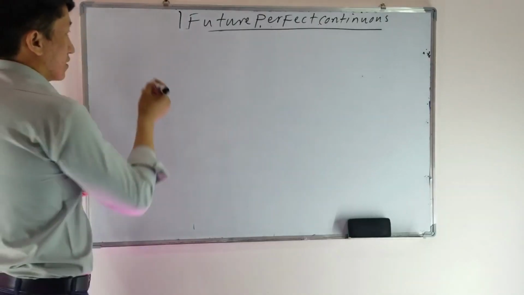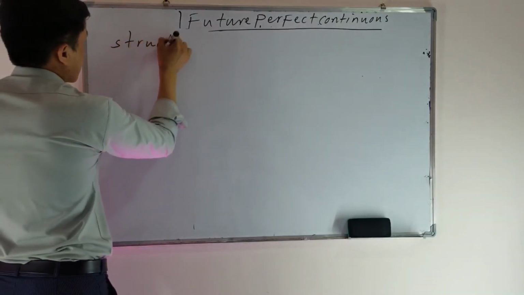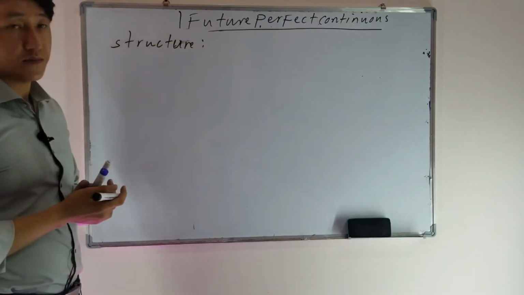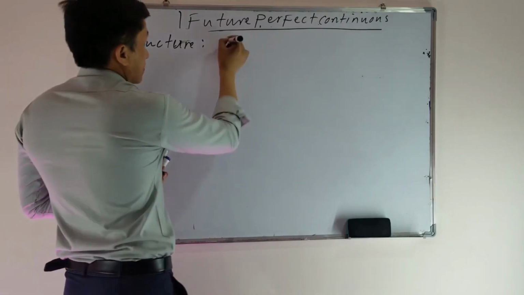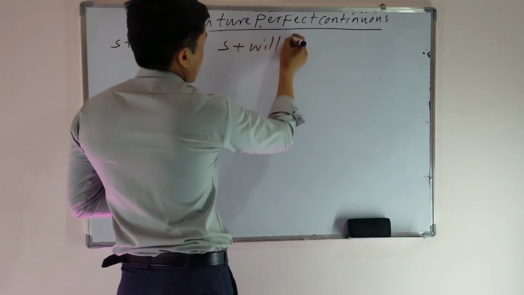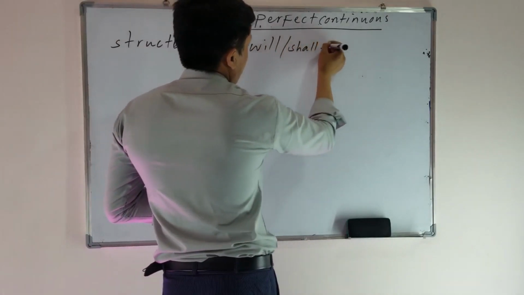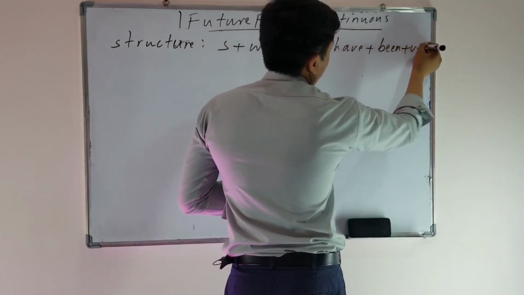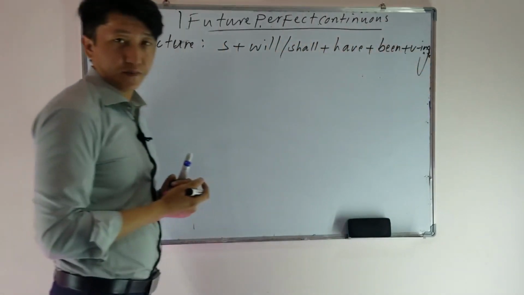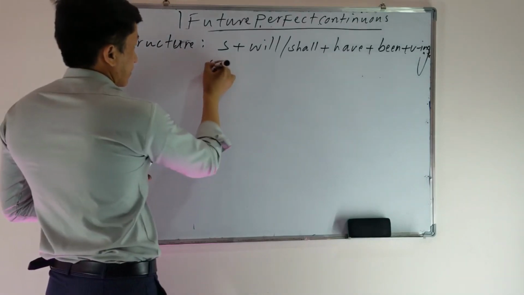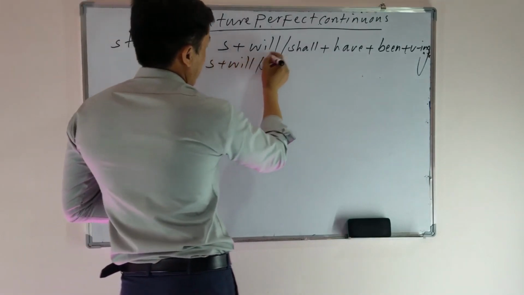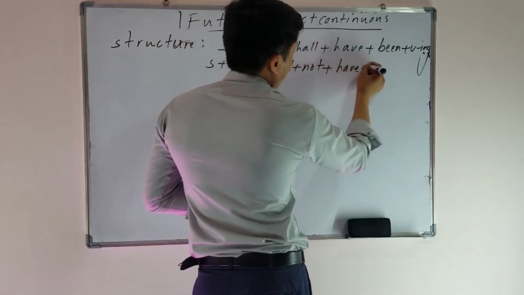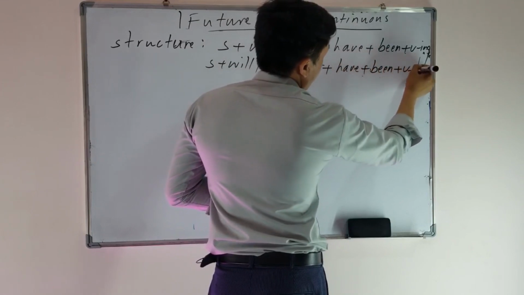Now, first of all, what is the construction, or we can call this the structure, of future perfect continuous tense? The structure is we use subject plus will or shall plus have plus been plus verb ing, or we can call this present participle. That is the positive sentence. For the negative, we use subject plus will or shall plus not plus have plus been plus present participle.